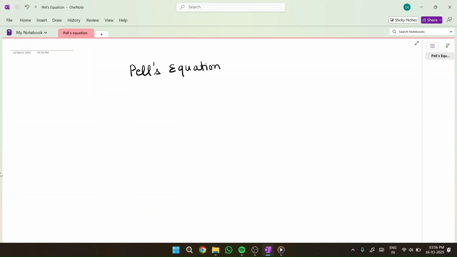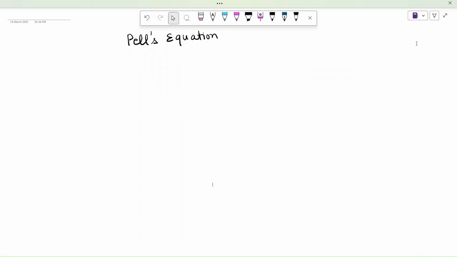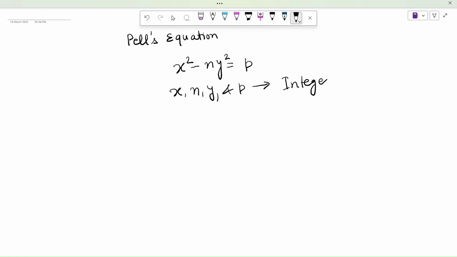Today we will try to find several solutions of Pell's equation. So what is Pell's equation? Pell's equation looks like x² − ny² = p, where x, y and p are all integers. And one more thing, here n is not a perfect square. If it is a perfect square, then it is not called a Pell's equation.